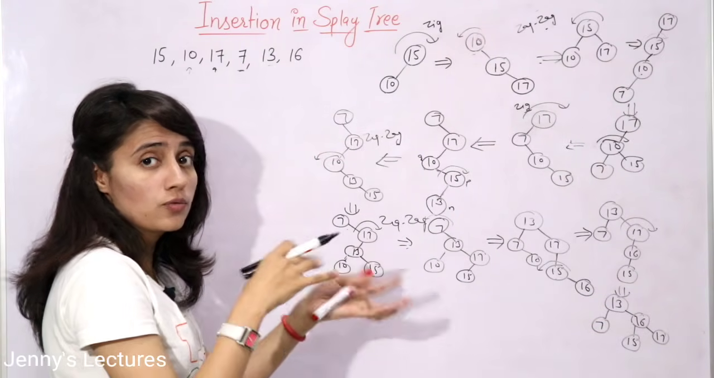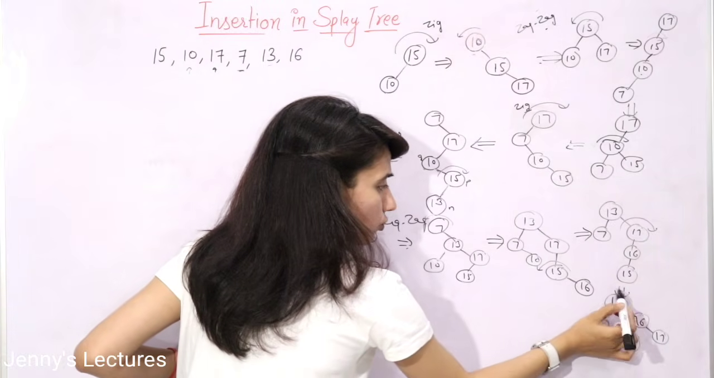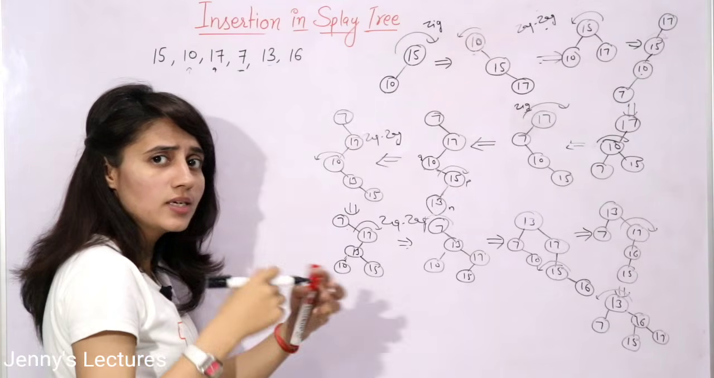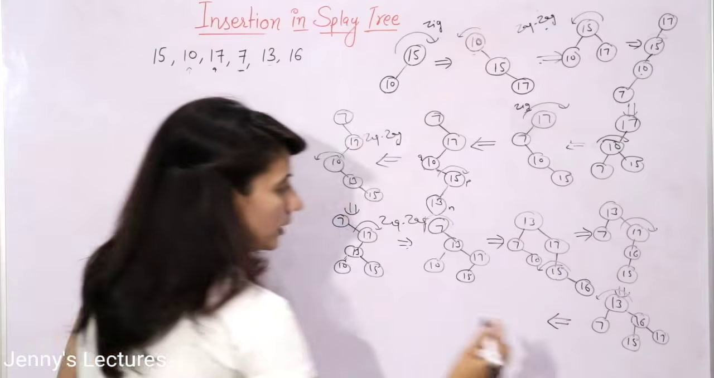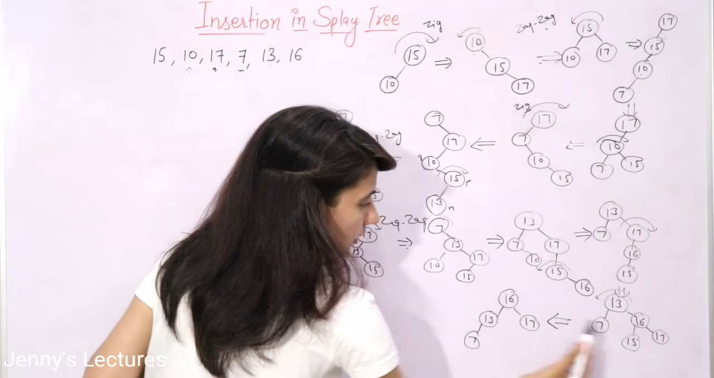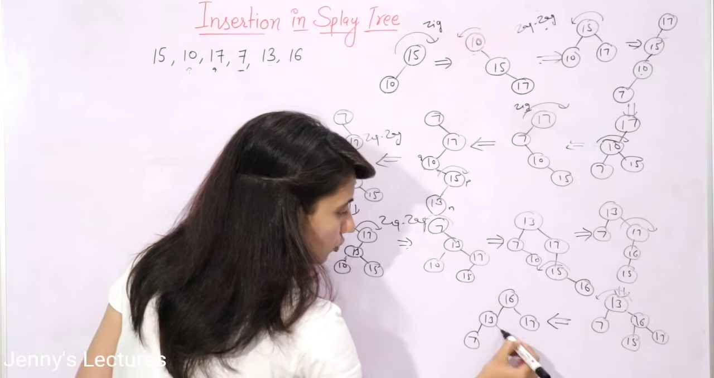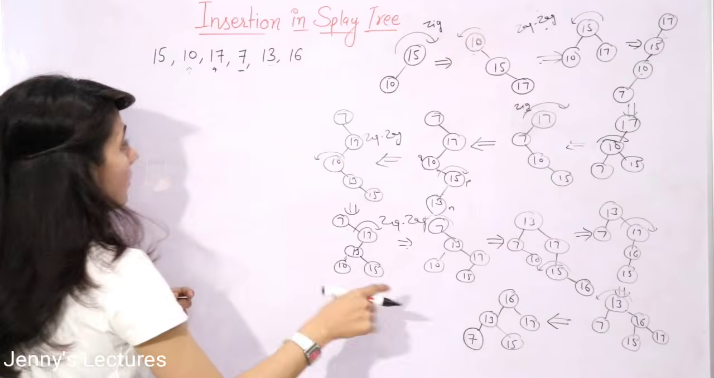Now here you need to check which left or right rotation. 16 is to the right of 13, so you need to do a left rotation, or you can say a zig left rotation, or a zig rotation. So now after this rotation, the tree would be, see here, the left child of 16 is 15, which would go to the left of 16, but here we have 13, so it would go to the right of this 13. So now this is the final tree.